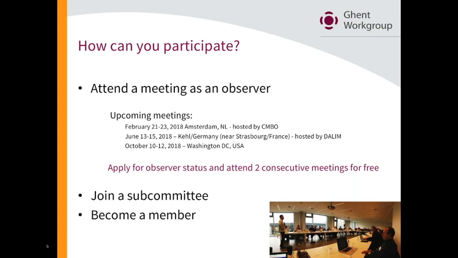We meet 3 times a year. The next 3 meetings are actually listed right here. You can see we're meeting in Amsterdam in a couple of weeks. We'll be meeting in Kiel, Germany, near Strasbourg. That'll be hosted by Dalim in June. And then in October, we'll be meeting in the U.S. in Alexandria, Virginia, but that's right over the river from Washington. It would be great if you want to join.